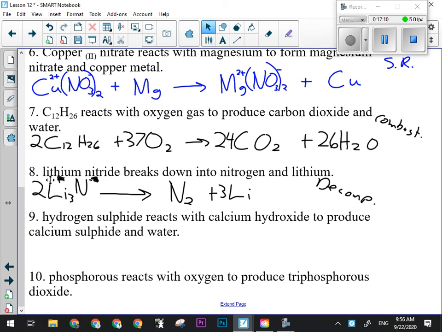So I need to put a 2 there, and then I need to erase this 3 here. And I have to put a 6 in front of that instead. And now it's balanced.